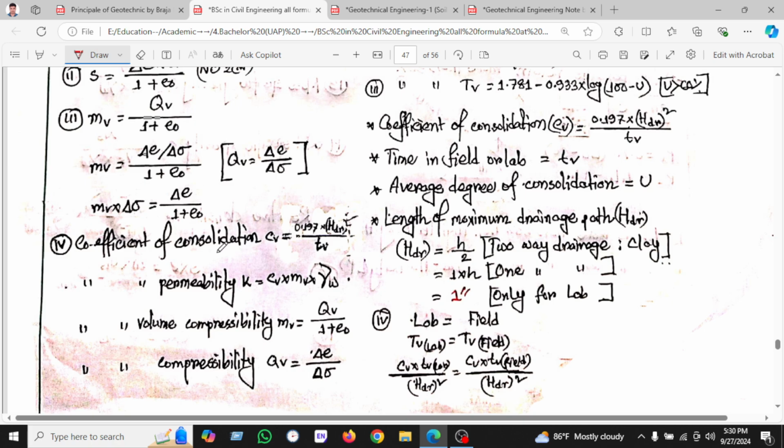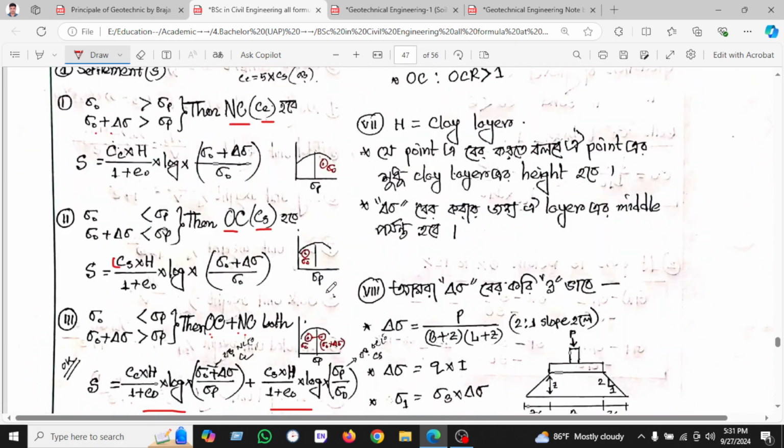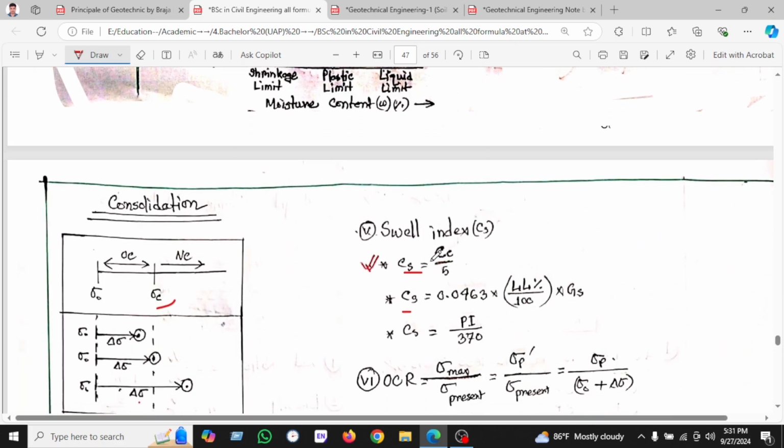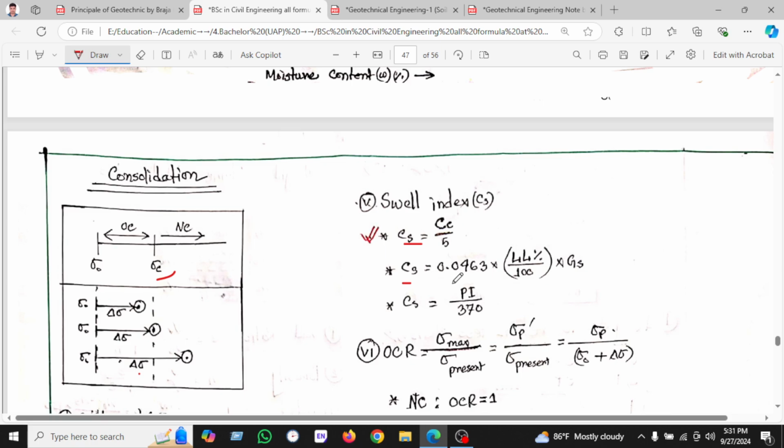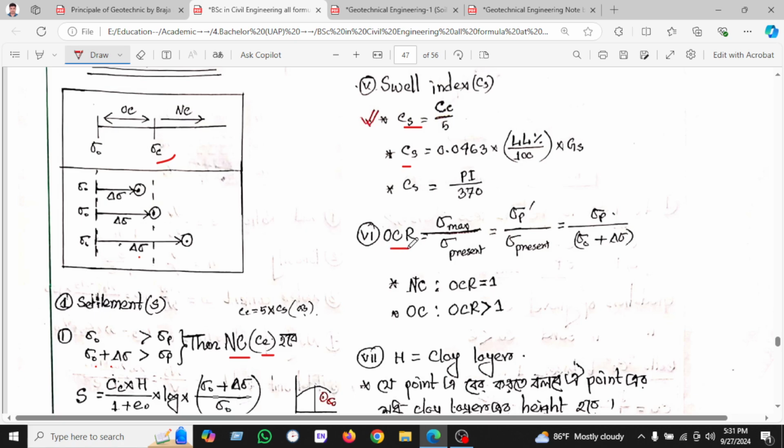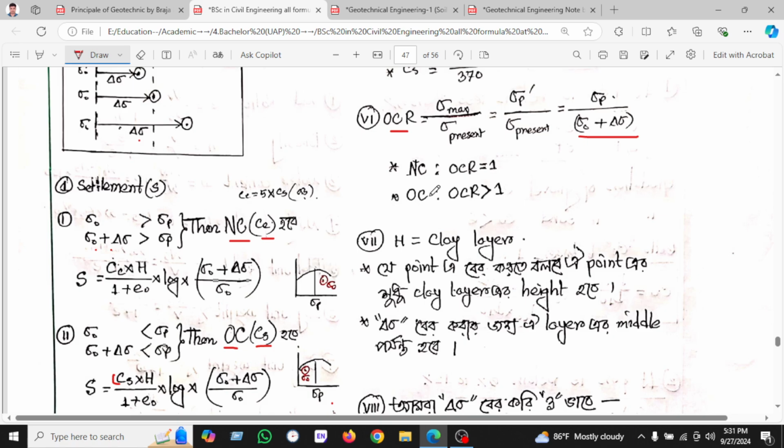And the coefficient of consolidation Cv equals 0.197 H squared over t90, and the permeability also. Cs equals Cc divided by 5, or Cs equals 0.046 times (liquid limit minus plastic limit). For over consolidation, when we say normal consolidation, then the over consolidation ratio is 1. When the over consolidation ratio is greater than 1, then we have over consolidated soil.